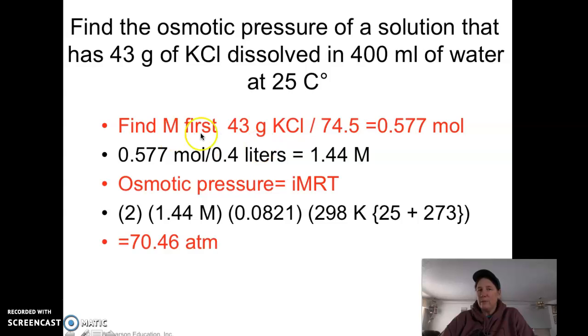1.44, that's the molarity I found. I found moles and divided by liters, molarity. Here's the gas constant. That number is always the same. And then your temperature, if it's 25, I change it to 298 in Kelvin. Then just multiply. That's how you do osmotic pressure.